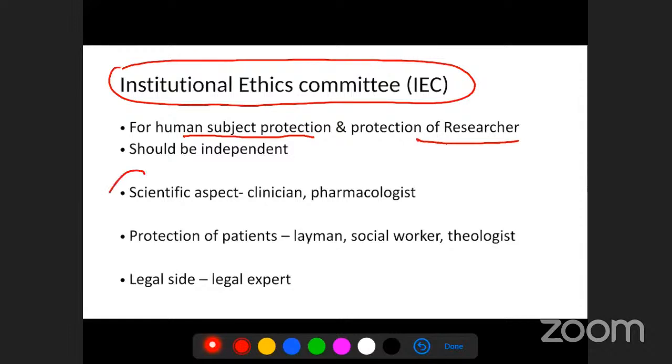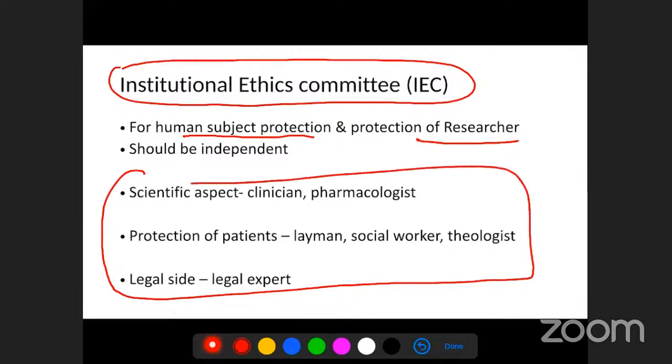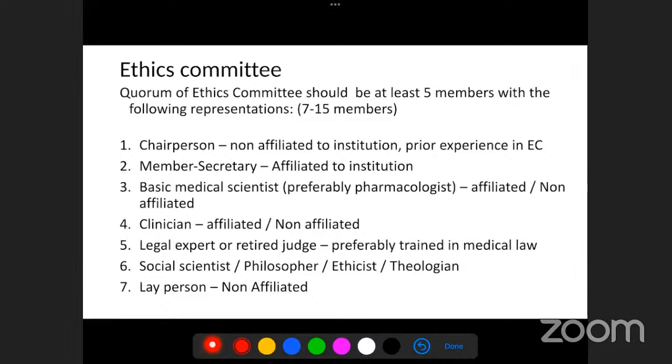There are three major groups of people. One group is scientific people like clinicians, pharmacologists, etc. For protection of participants, you have a lay person, social worker, theologist, etc. For the legal side, you have legal experts. Now, according to the ICMR guideline, most ethics committees should have 7 to 15 members, and the quorum is generally set at 5 members minimum. And these are the groups of members.